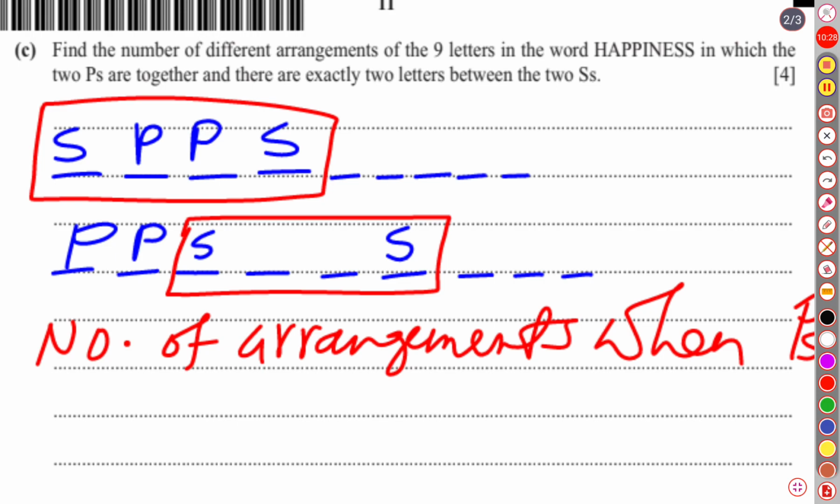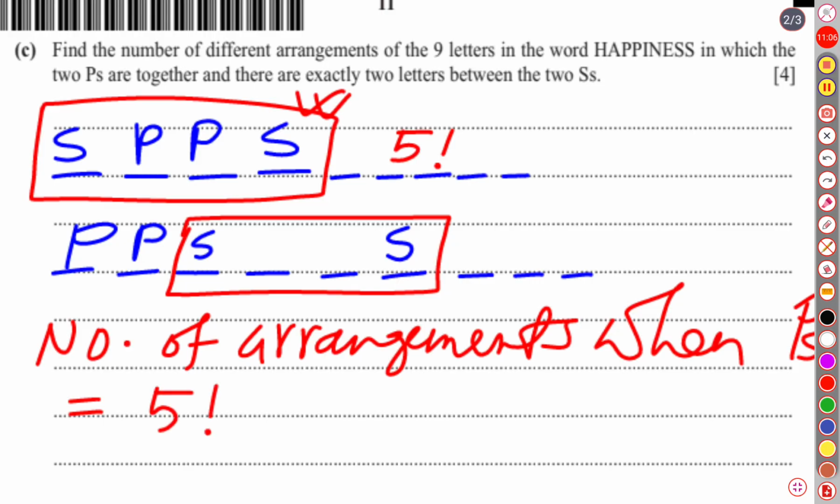Look at this. So P's are in between S's. If we consider this to be one unit, then how many units are there in total? So 1, 2, 3, 4, 5, 6. So these five letters can be arranged in 5 factorial ways. Then what about this box, this unit? It can change its position in how many ways? Already it is in first position, then second, third, fourth, fifth, and sixth. So it is going to be 5 factorial ways.